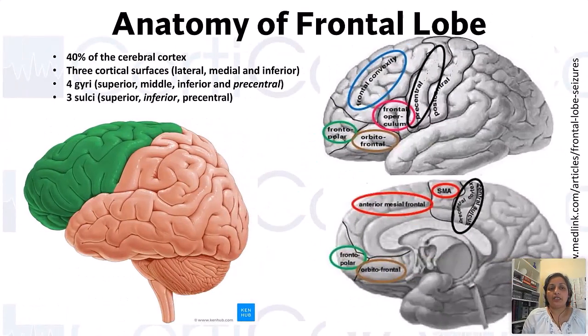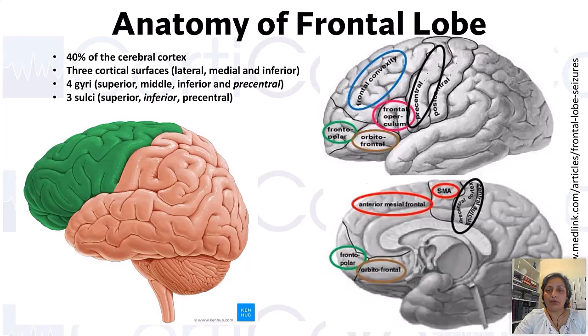So the frontal lobe covers almost 40% of the cerebral cortex, and that said, it is one of the largest lobes. It has 3 cortical surfaces: lateral, medial, and inferior. There are 4 gyri, and we know the precentral gyrus is the one for the motor functions. That's where our motor strip lies. And 3 sulci: superior, inferior, and precentral. The inferior sulcus is where Broca's area lies. That is the language center of the brain.